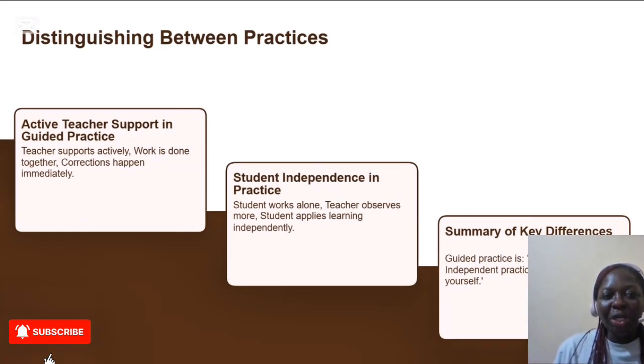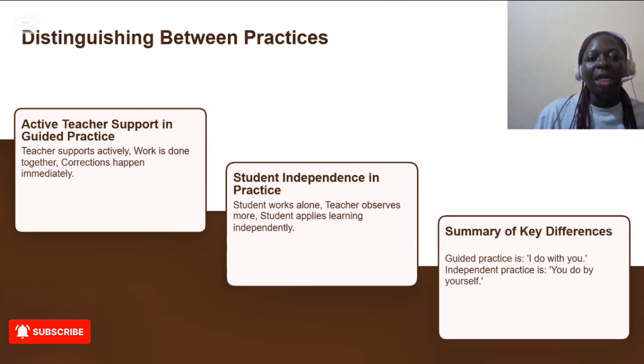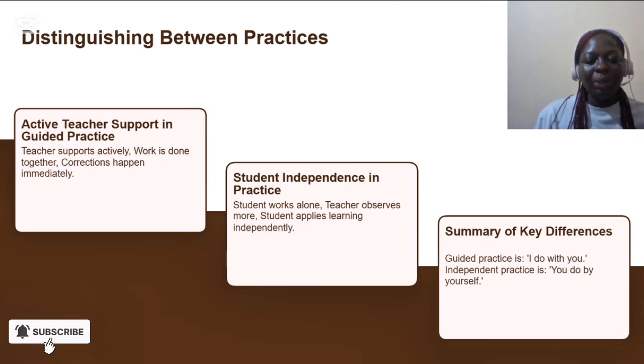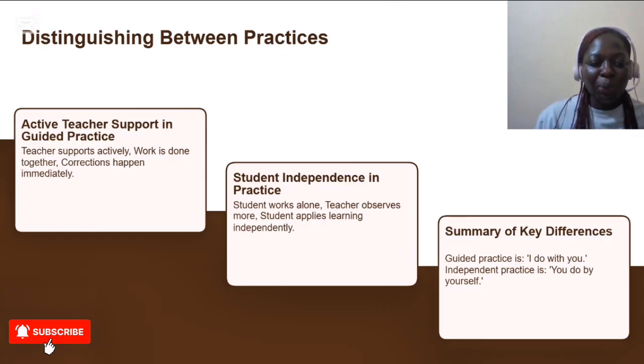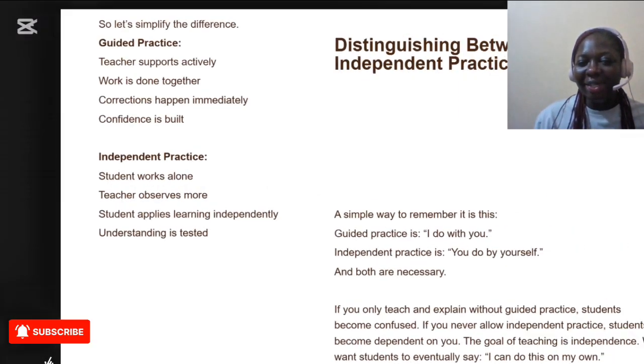Okay, so how do we distinguish between both practices? The teacher in active learning, the teacher guides. In independent, the teacher just facilitates. Okay, you're just there to monitor. Okay, so that is like the I do, you do, we do policy or learning style.